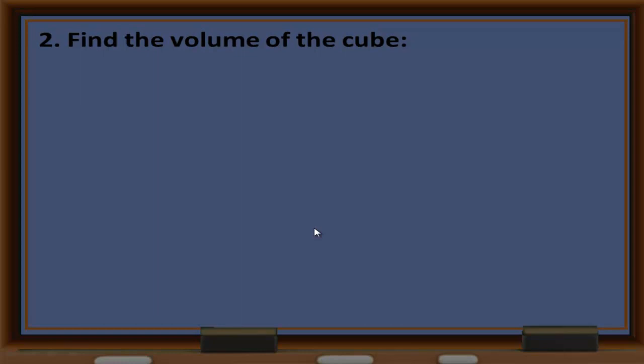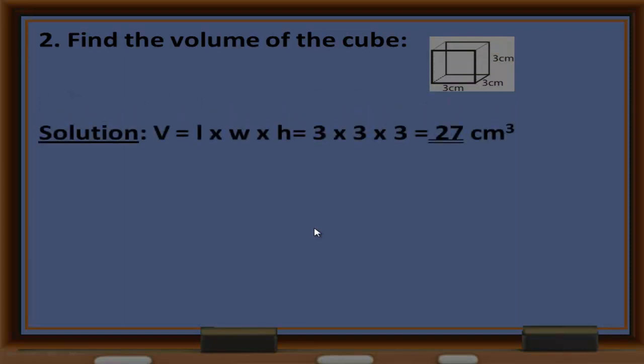Number 2. Find the volume of the cube. Solution. Here the length, the width and the height are equal. Therefore this one is a cube. This prism is a cube. Therefore length is 3, width is 3, height is 3. 3 times 3 is 9. 9 times 3 is 27 centimeter cube.